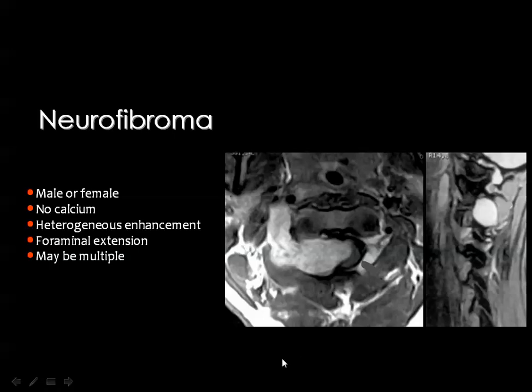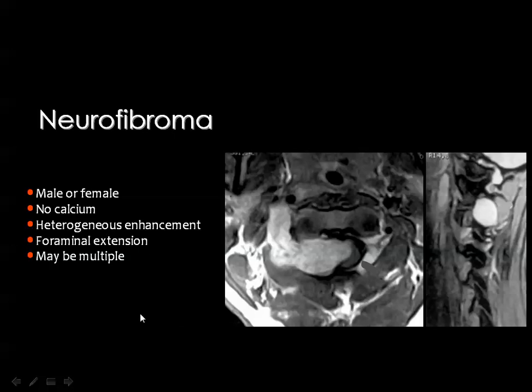Then starting with the neurofibroma, which is one of the common lesions seen in the subdural space. Neurofibroma has no sex predilection compared to the next common lesion, which is the meningioma, which is commonly seen in females. Also, neurofibroma do not usually show calcification, while meningioma may show calcium. Number 3, neurofibroma usually shows heterogeneous contrast enhancement, while meningiomas show homogeneous contrast enhancement.